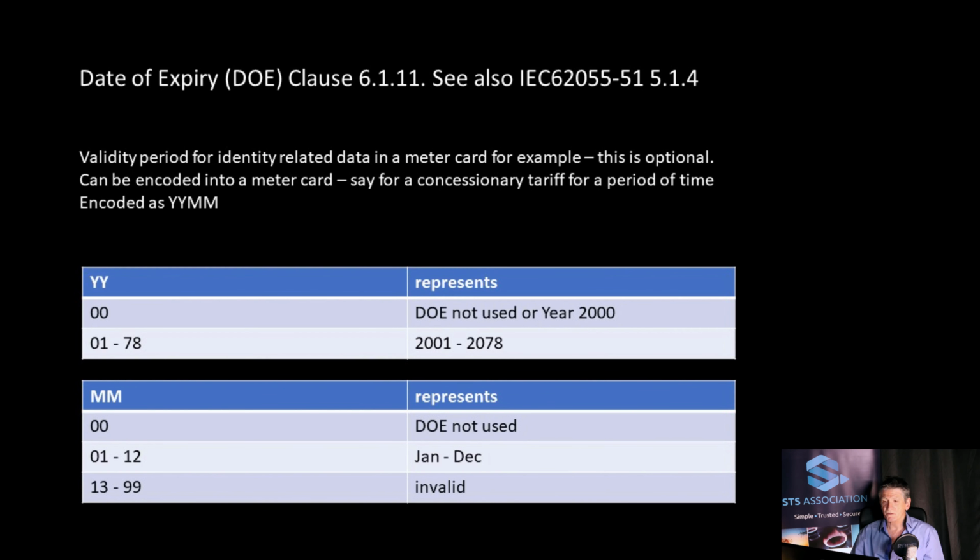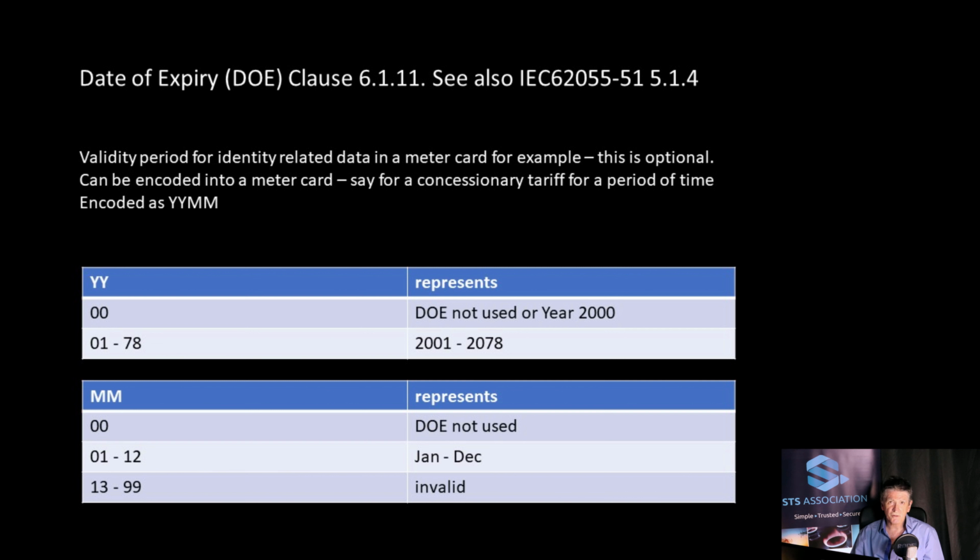Date of expiry, which is clause 6.1.11. This is the validity period for identity related data in a meter card, for example. This is optional, it doesn't have to be used. It can be encoded into a meter card, say for a concessionary tariff for a period of time.